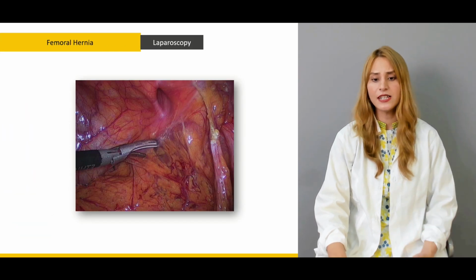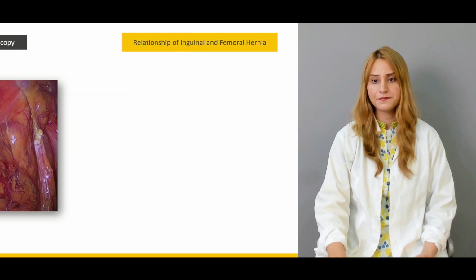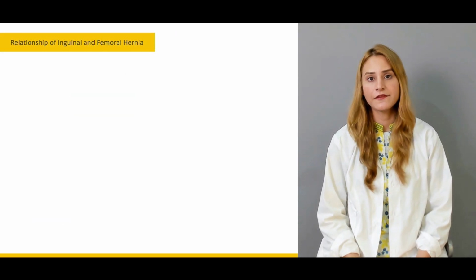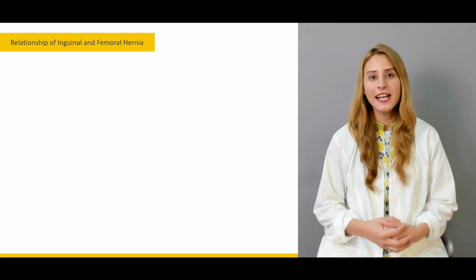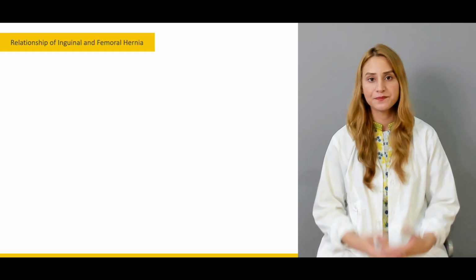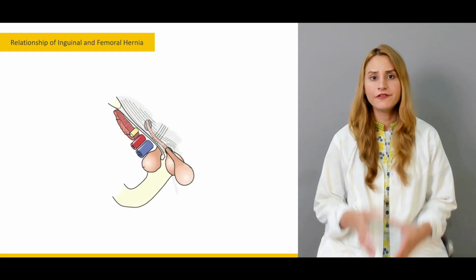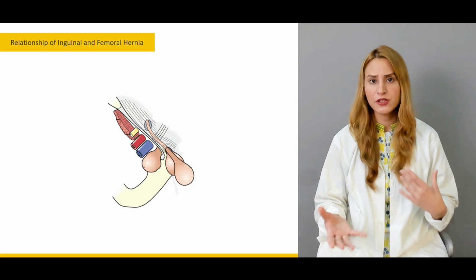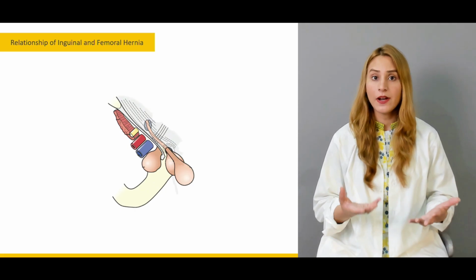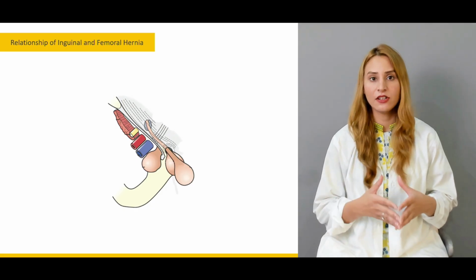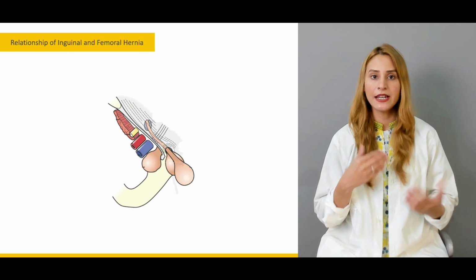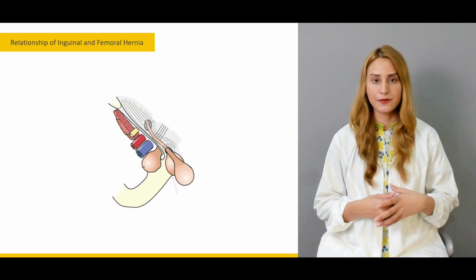You can also go for the laparoscopy as well. So let's talk about the relationship of inguinal and the femoral hernias. I have already emphasized this before, again and again in my different slides, that femoral and inguinal hernias are very closely related to one another. The femoral hernia is medial and below the inguinal ligament or pubic tubercle, and the inguinal hernia is above and lateral to the pubic tubercle.